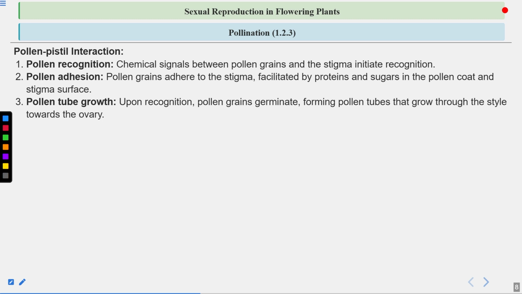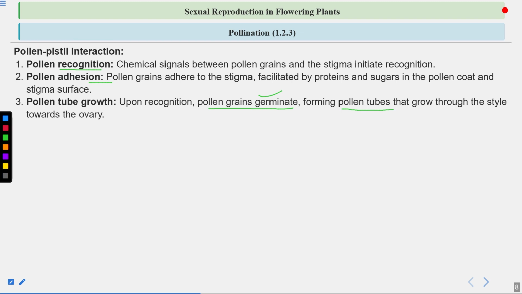Pollen tube growth. Upon recognition, pollen grains germinate, forming the pollen tube, which grows through the style towards the ovary. Once they get recognized, they first adhere to the surface of the stigma, and after that the pollen grains start germinating. They release the pollen tube from the germ pore.